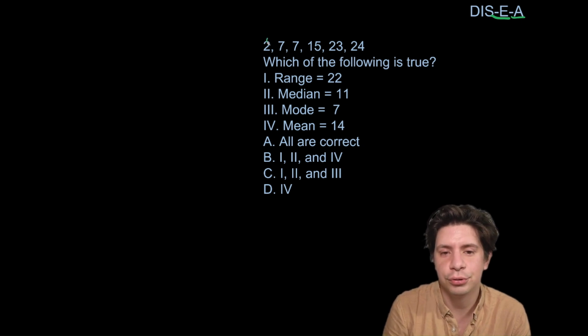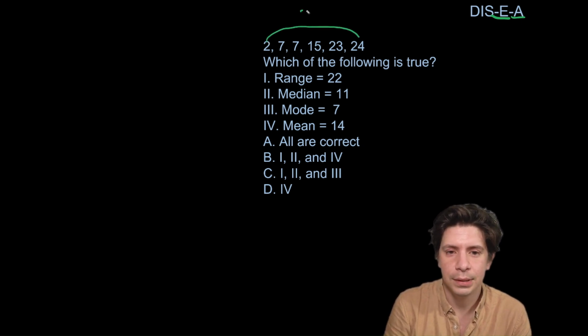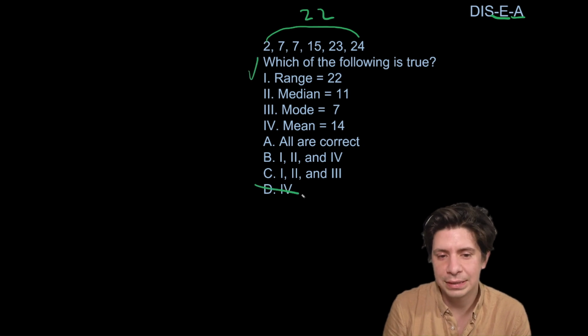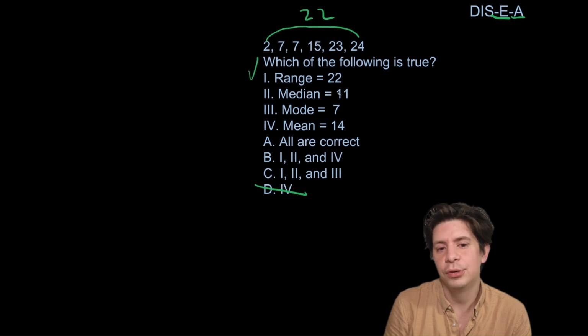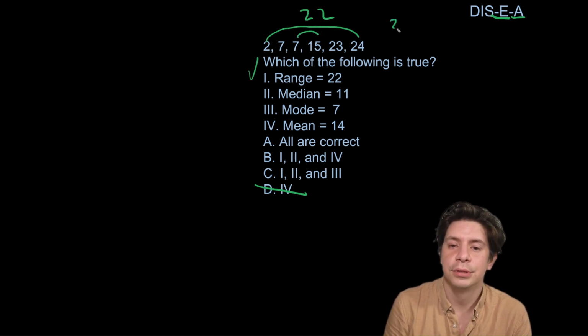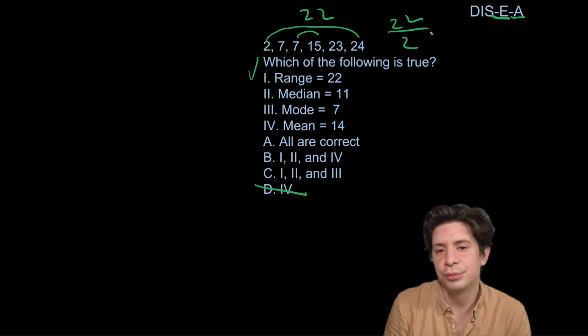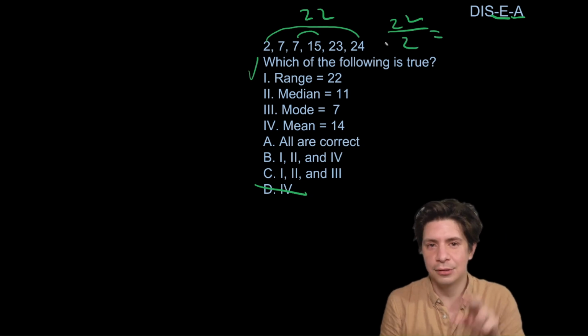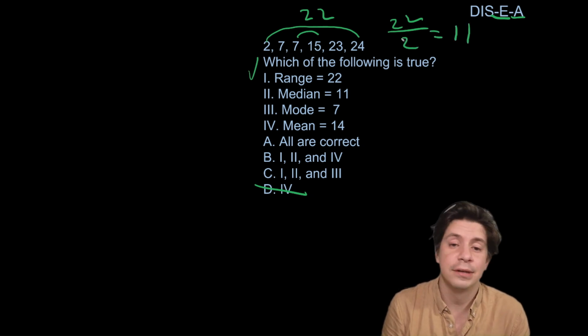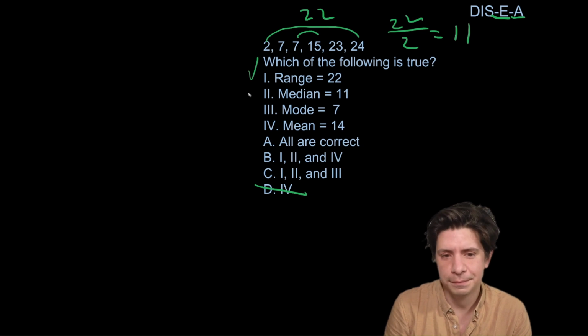So we have 2 to 24. So the range there is 22. That's true. We look at our answer choices. D is eliminated. Then we see that 2 is true for everything because all are correct. We can check it and we see the median is 11 because it's the two middle numbers there. So it'd be 22 divided by 2. Because there's an even number of numbers, we take the two middle numbers. If there were 7 numbers, we would just take the middle number itself.